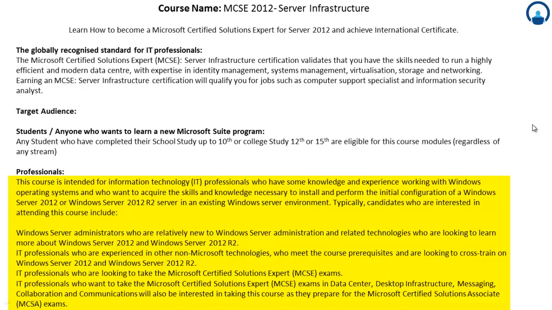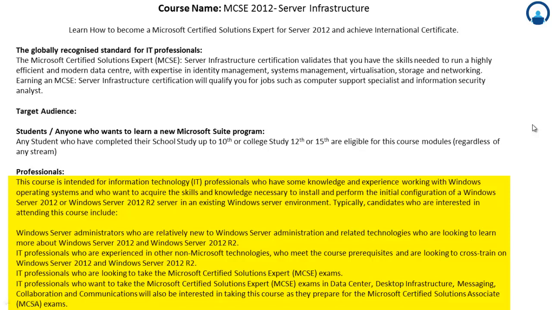Typically, candidates who are interested in attending this course include Windows Server administrators who are relatively new to Windows Server administration and related technologies, who are looking to learn more about Windows Server 2012 and Windows Server 2012 R2. Also IT professionals who are experienced in other non-Microsoft technologies, who meet the course prerequisites and are looking to cross-train on Windows Server 2012 and Windows Server 2012 R2.